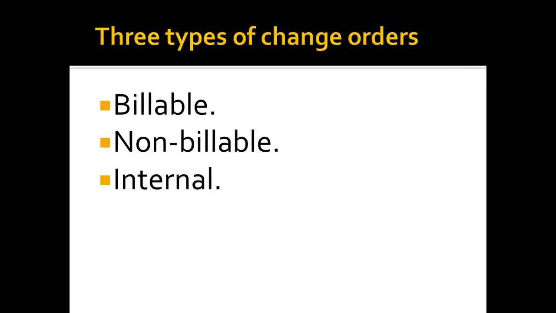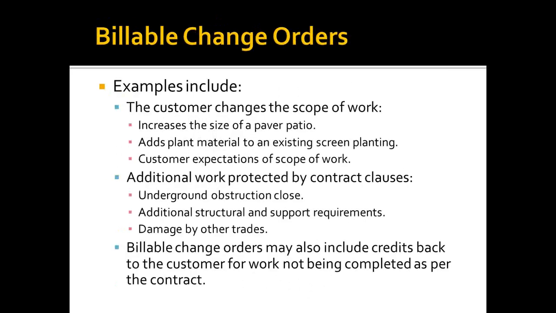Three types of change orders: a billable change order, non-billable change order, and an internal change order. So billable change orders, again, these are the ones that at least we're going to make some money on, hopefully. Customer changes the scope of work. Perhaps they increase the size of a patio. You may have had 6 or 7 trees in a screen, and the customer says, no, I'd like to add to that. And there may just be a lack of expectation on the customer standpoint, so we need to add more work to the project.